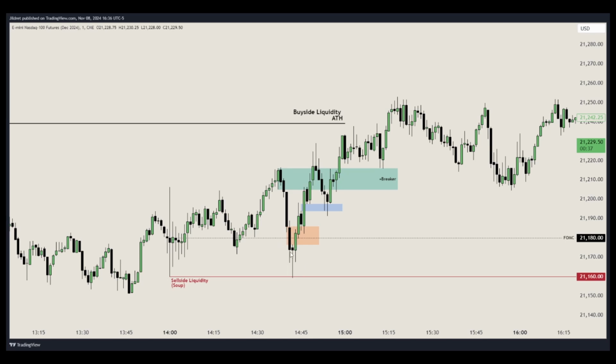This CB is getting disrespected, and once traded above, it can be used as an inversion fair value gap. So this is a good opportunity to be a buyer. You can also buy inside of this busy, aiming for the buy side liquidity, an all-time high.